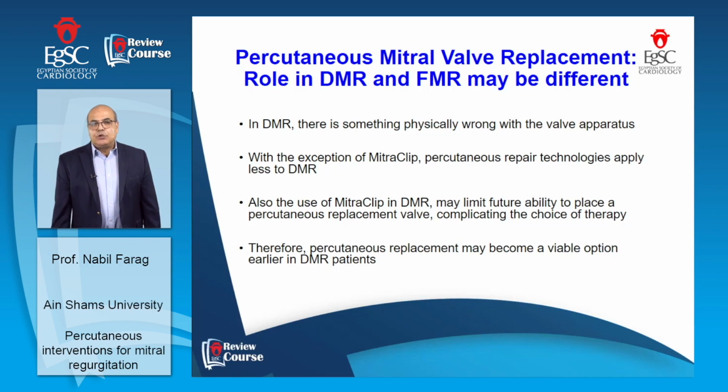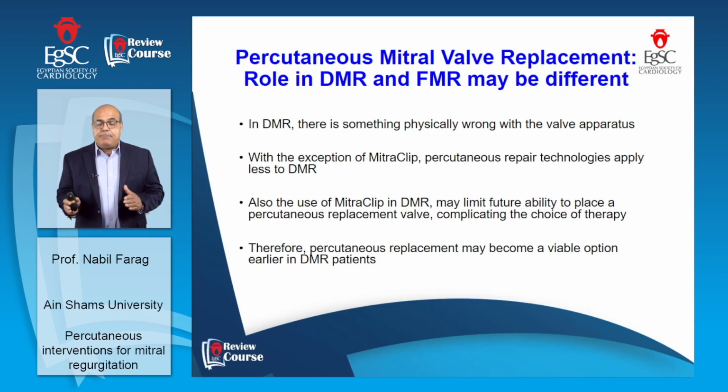It's very important to know that in degenerative mitral regurgitation, there is something physically wrong with the valve that makes repair inefficient in this form of patient. This is what we call primary mitral regurgitation. Also, the use of mitral clip in degenerative mitral regurgitation may limit future ability to place a percutaneous replacement valve, complicating the choice of therapy. Therefore, percutaneous replacement may become a viable option earlier in degenerative mitral regurgitation patients.